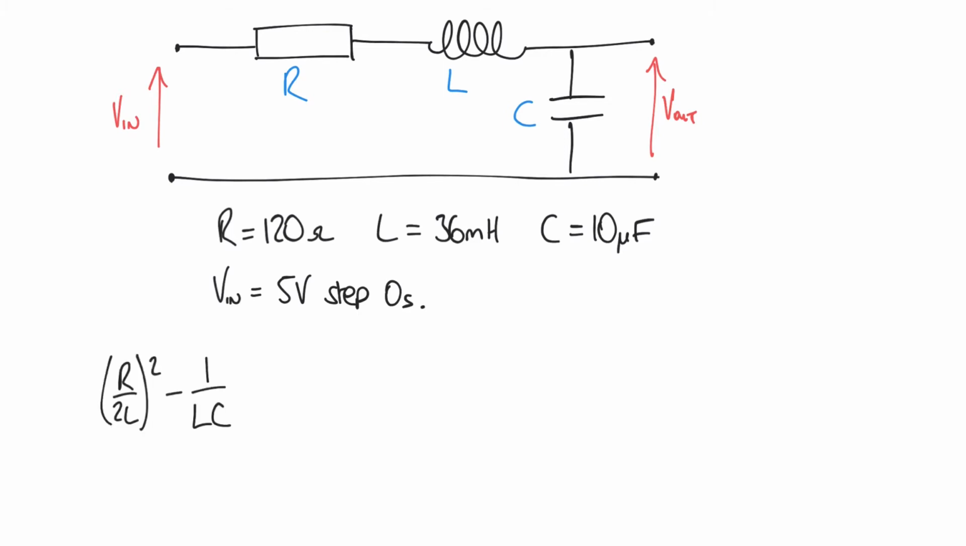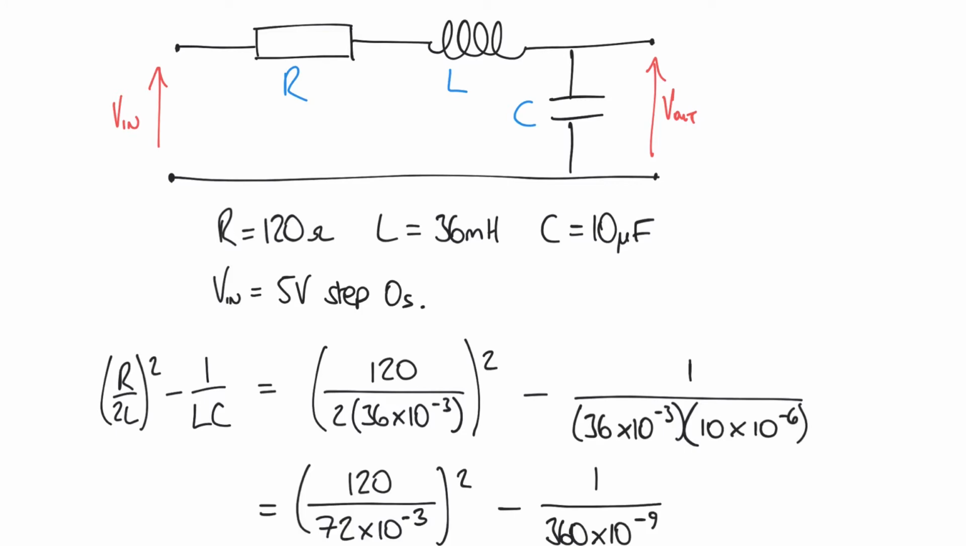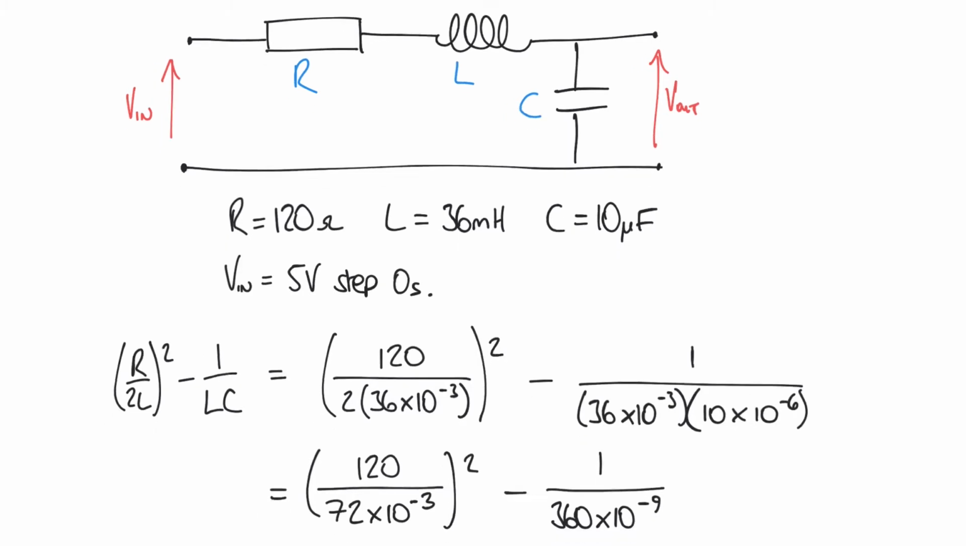The discriminant here is R over 2L all squared minus 1 over LC. Well, R in this case is 120. L is 36 times 10 to the minus 3. And C is 10 times 10 to the minus 6. And so when we substitute all of those in place, we get something that looks like this. Which we can simplify down a little bit. 2 times 36 is 72. 36 times 10 to the minus 3 times 10 times 10 to the minus 6. Well, the 36 and the 10 multiplied to 360. The 10 to the minus 3 and the 10 to the minus 6 multiplied to 10 to the minus 9. So we have now 1 over 360 times 10 to the minus 9.